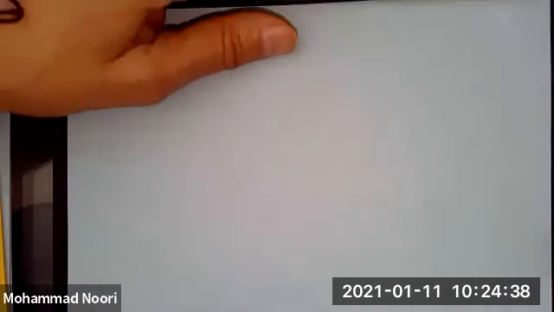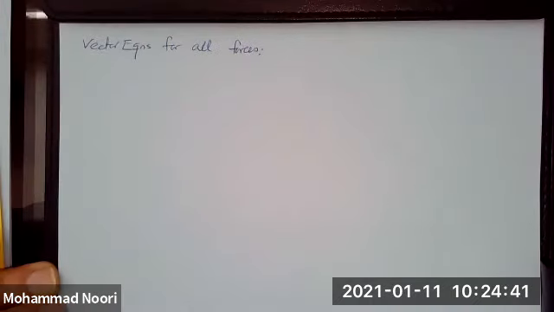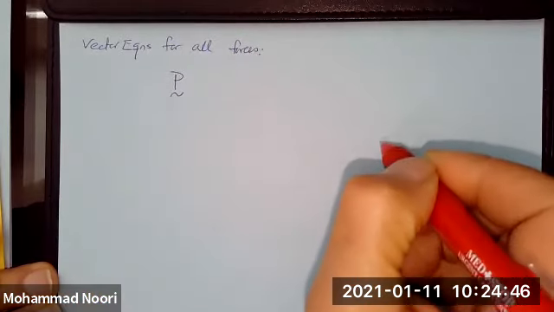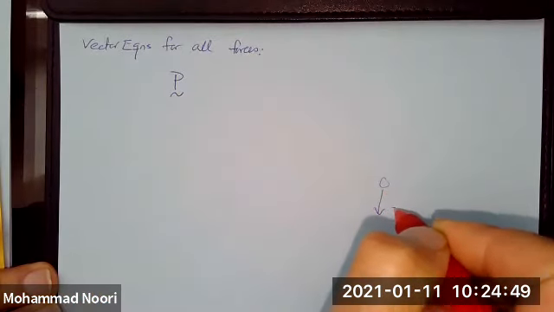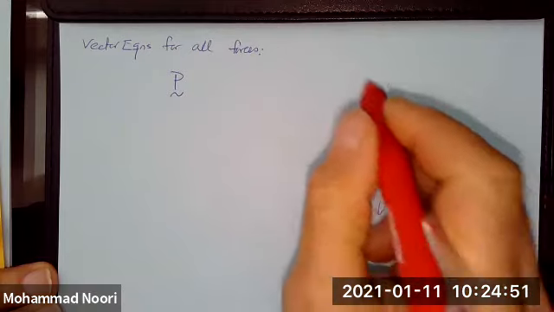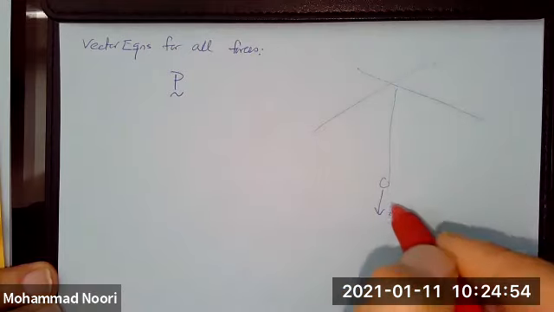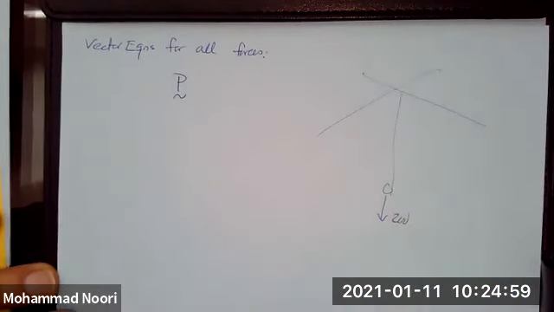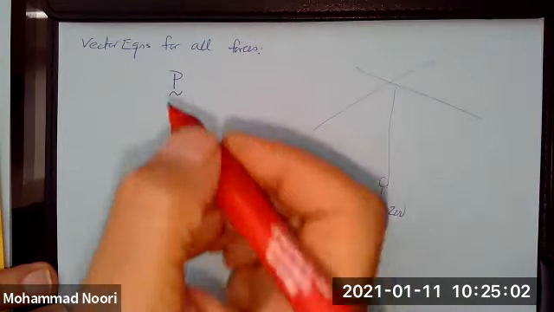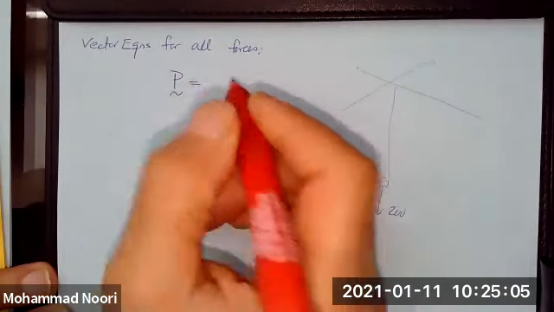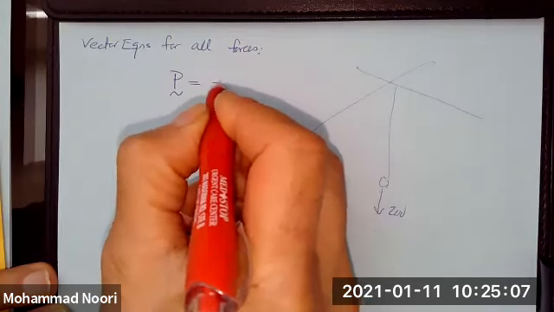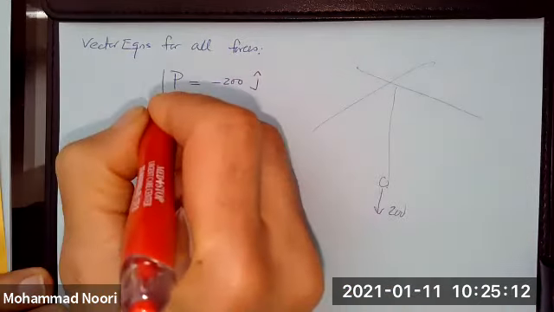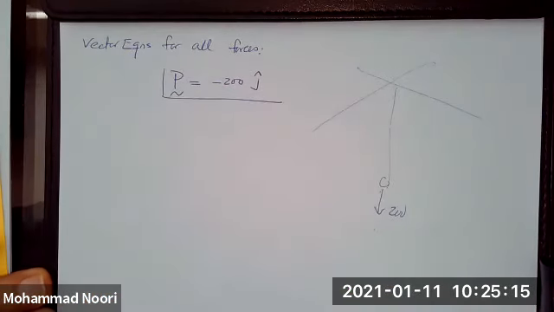Okay, so I start with the easiest one, that force of 200 acting downward, which I call P. This is that force of 200 acting here along the y-axis. Therefore, this is going to be the magnitude of that force, since it is in the negative direction, negative 200, times the unit vector of that direction. So that's the first force.